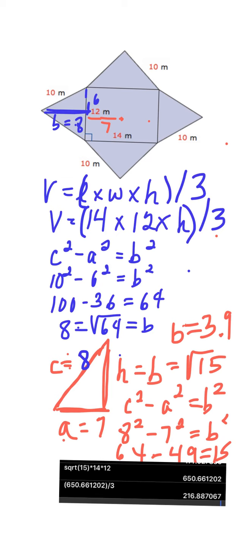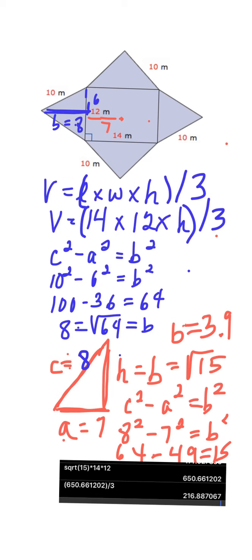What I did was I used the side of the triangle that was 10 as the hypotenuse. So I did 10 squared minus 6 squared equals b squared. I got 6 by taking half of the width of the rectangle, 12, which is 6. So 10 squared minus 6 squared equals b squared, which is 100 minus 36 equals 64. To find b, you take the square root of 64, which is 8. And then I'm using 8 as the slant height.